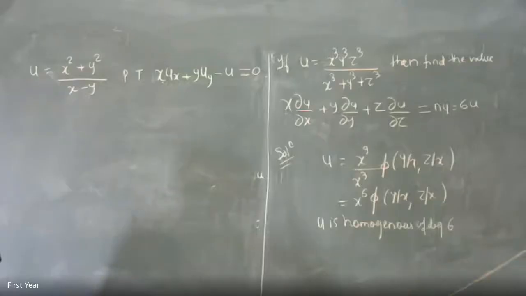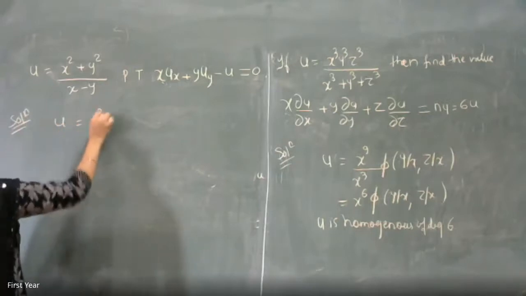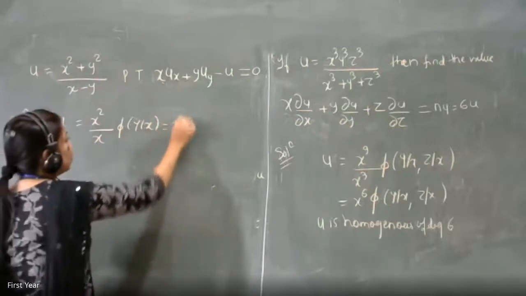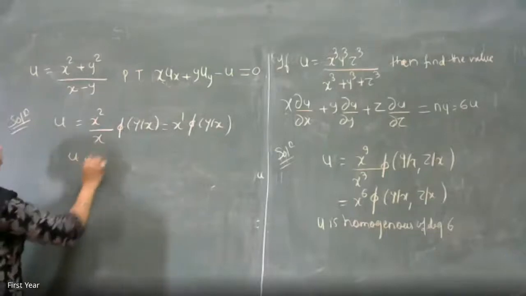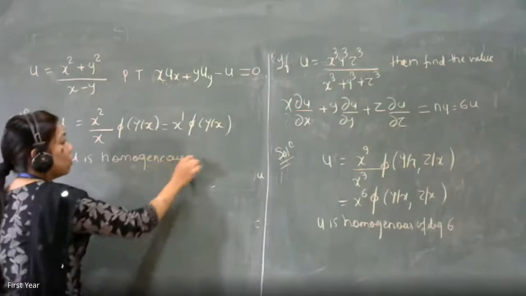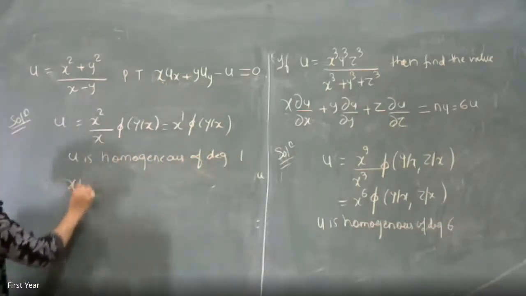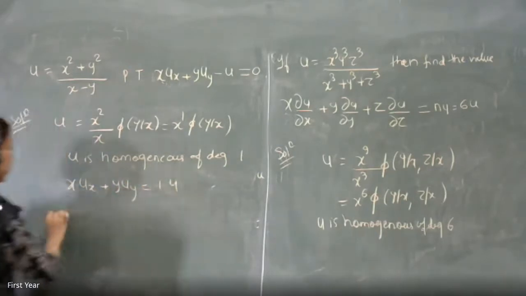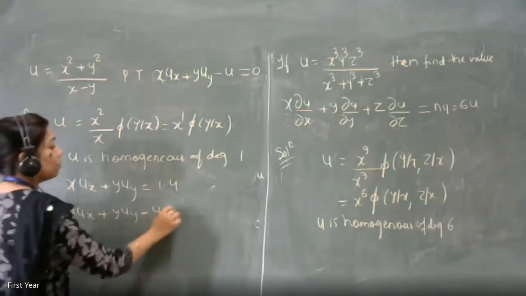Yeah. So your solution will be: u is x square upon x into some function of y by x, that is x raised to 1 into some function of y by x. Therefore u is homogeneous of degree, what's the degree? 1, and therefore x ux plus y uy is equal to 1 into u, and therefore x ux plus y uy minus u will be 0.